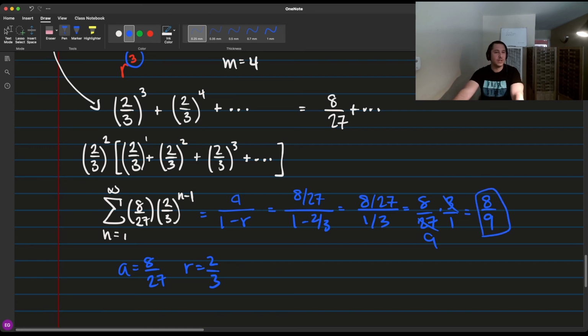So if you add up all those terms in the sequence, what do you get? Just 8/9. Hopefully this looks familiar from pre-calc. Do you remember doing this in pre-calc? Like infinite geometric series and stuff like that with this formula? Hopefully you've seen it before.